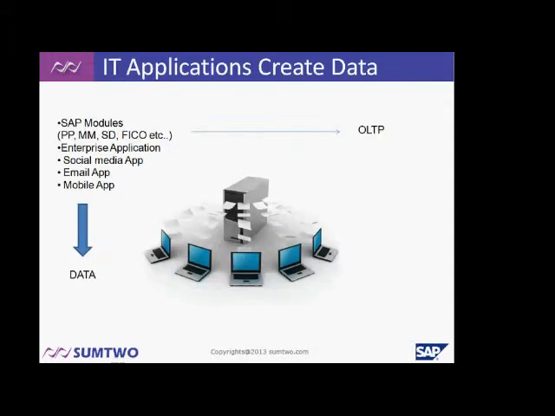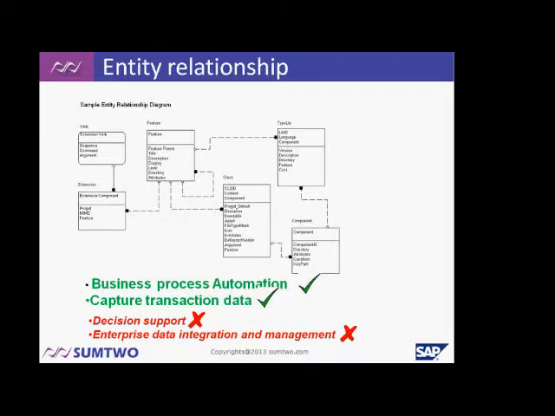Any IT application, either it creates data or it gathers data, stores the data in the relational database. This data is called OLTP data, online transaction processing data. The underlying data model for OLTP data is the entity relationship model, where you have the parent-child kind of relationship.